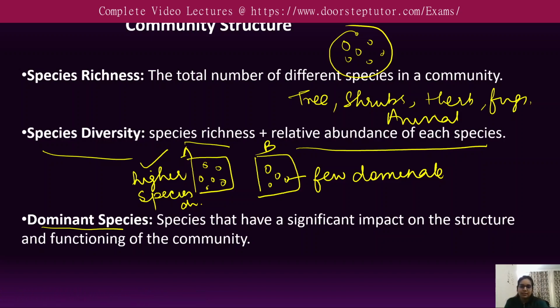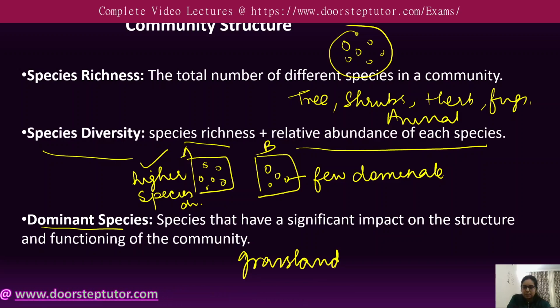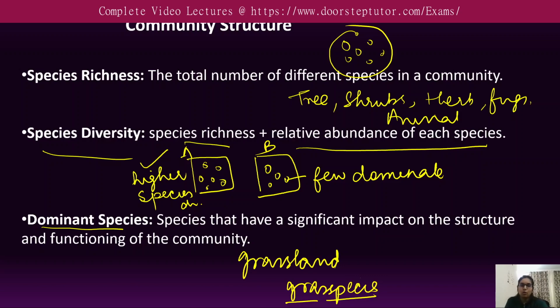The dominant species, as the name suggests, are species that exert a significant impact on the structure as well as the functioning of the community due to their abundance or their ecological role. For example, in the grassland ecosystem we studied, the grass species are the dominant ones, and they play a very important role. Why? Because they are the dominant species there, they cover a large area and play a very crucial role in nutrient cycling, which is why they may be considered dominant species.